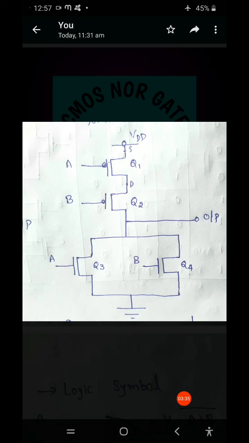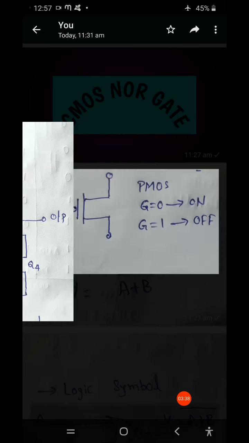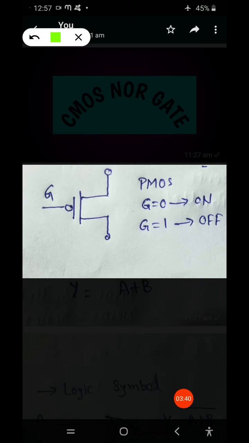Before the circuit operation, first we have to discuss something. This is a PMOS transistor. Whenever we apply gate equal to 0, where here is the gate, here the source, and here the drain, the PMOS will be on. Whenever we apply gate equal to 1, it will be off. That is for PMOS. Remember this, and based on this we will see the circuit operation.